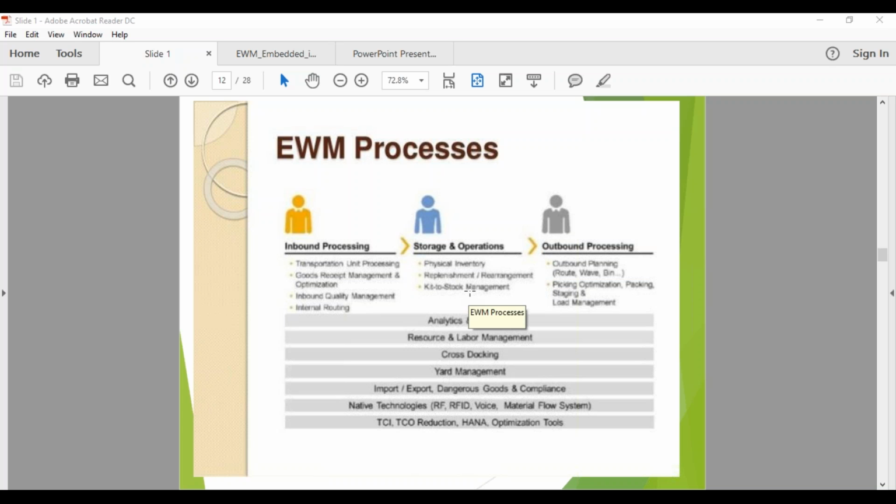Kit to stock is where some businesses have multiple parts. For example, we have a toolkit in the car, okay, that is a kit. So multiple parts together have been kitted. That's the kit to order process. And above that, EWM will provide the analytics.